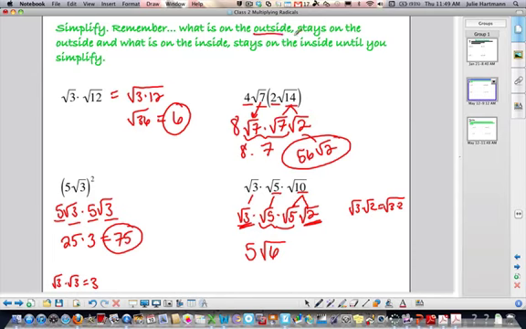You just remember what's on the outside stays on the outside, what's on the inside stays on the inside until you simplify. And when I mean until you simplify, like here 36 is on the inside, but the square root of 36 is 6, so it's no longer on the inside. It's just more when you're multiplying, like 14 down to 7 times 2, it's going to stay there. And here 3 times 2 stays under the square root. We don't know what the square root of 6 is.